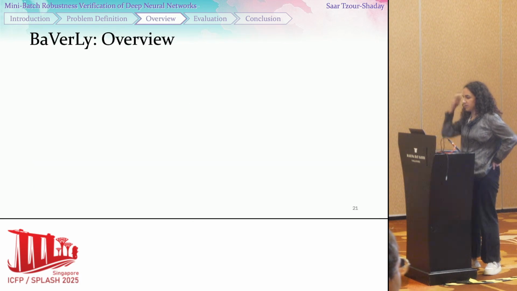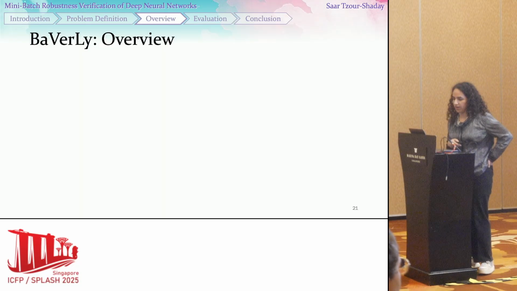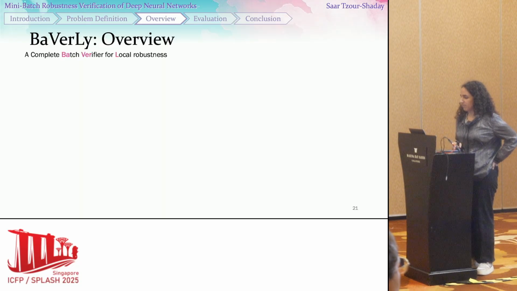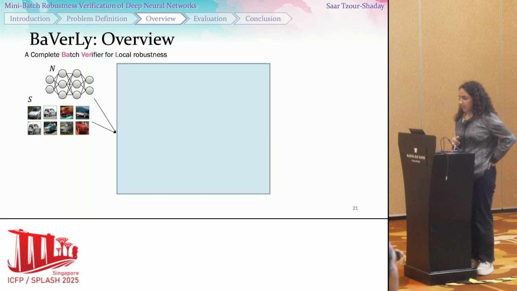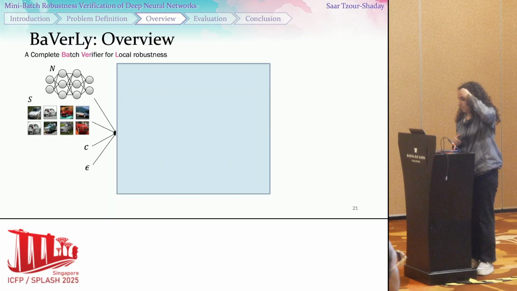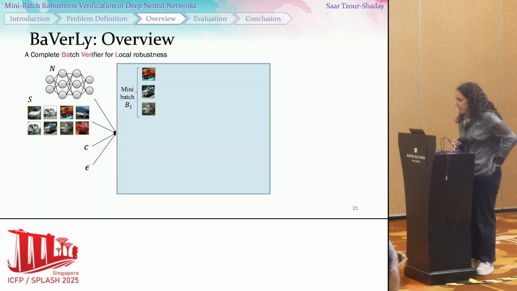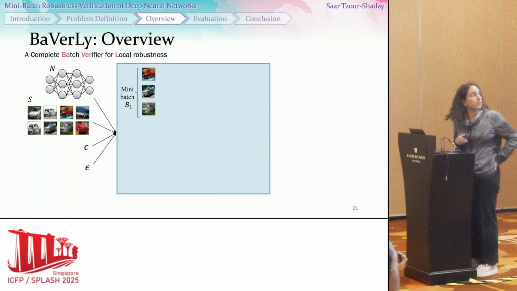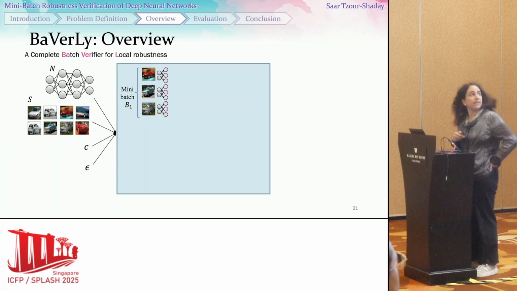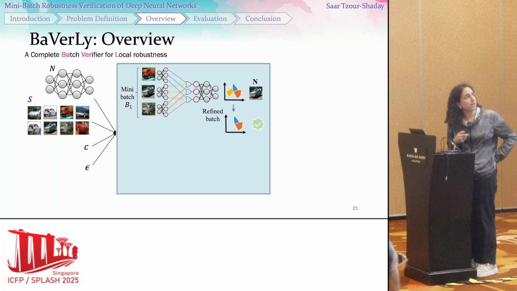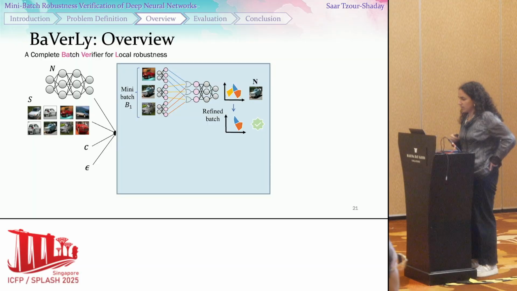These are the key ideas behind our algorithm, BaVerLy, a complete batch verifier for local robustness. Given a network, a set of inputs, their class, and a small number epsilon, BaVerLy constructs efficient batches. It computes their bounds in an intermediate layer, unifies them, verifies them, and applies refinement when necessary.